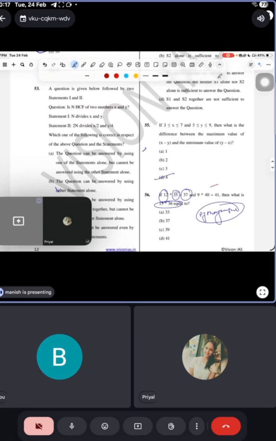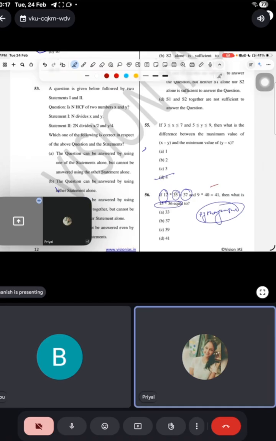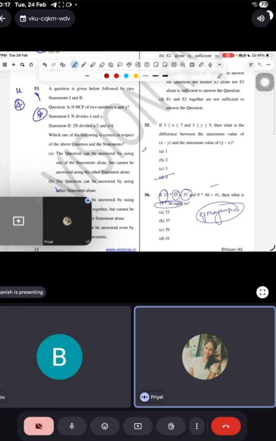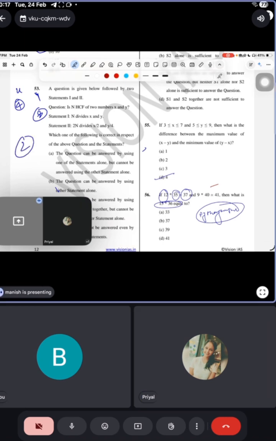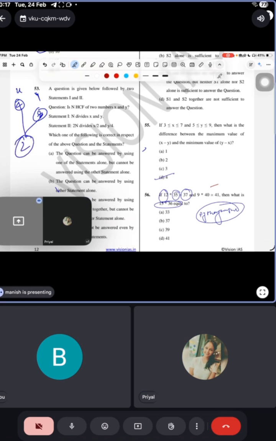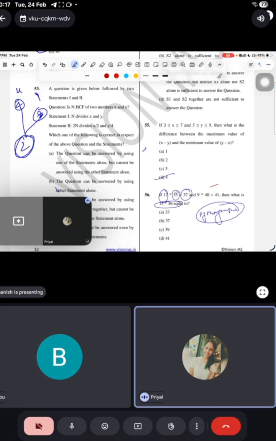The first statement is saying n divides x and y. Guys, let's say I'm taking x equal to 4 and y equal to 8, just hypothetically. And 2 is dividing both numbers. So now tell me, is 2 the HCF of 4 and 8?